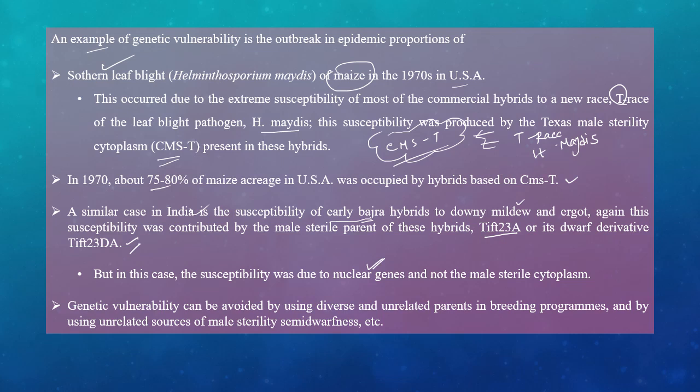This genetic vulnerability can be avoided by using diverse and unrelated parents in the breeding program, or by using unrelated sources of male sterility and semi-dwarfness. Okay, if we use different sorts of semi-dwarfness and male sterility, etc., in case of our hybrid breeding program, we can avoid this genetic vulnerability.